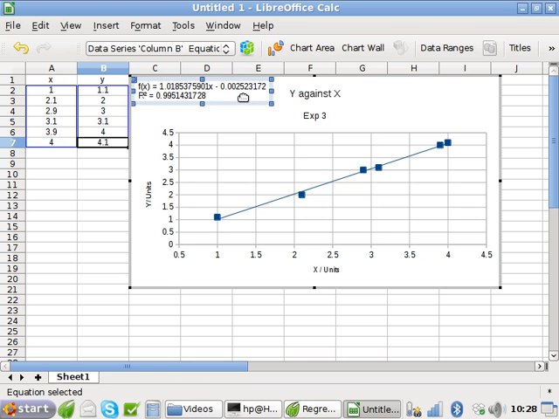I've given you the equation of the line. 1.855. Yes, this is the slope. And what is the intercept? Intercept is 4.4, minus 0.0025. Here it's not showing intercept. Yeah, it's basic math.